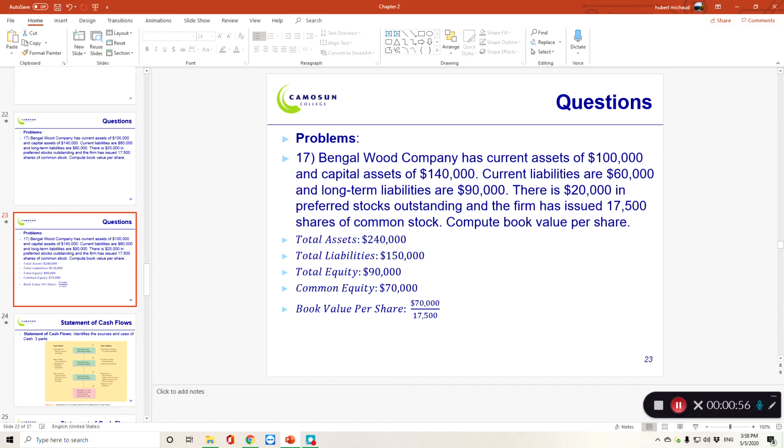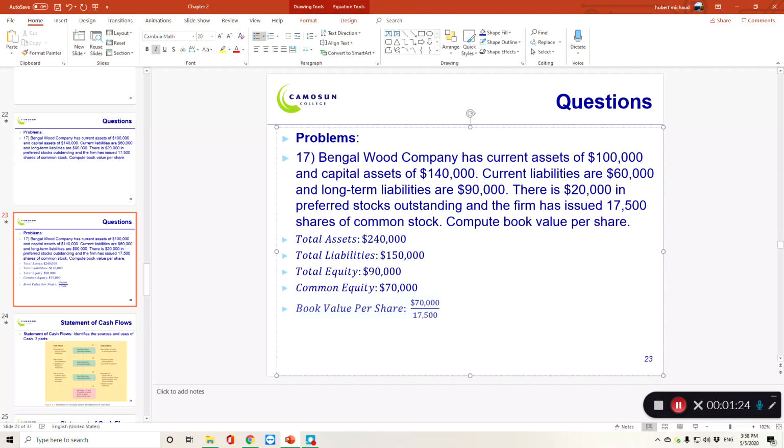This is what I did here. I added up the total value of my assets, 240,000. I added up the total value of my current liabilities, 150,000. That gave me a total value of the equity for this firm of 90,000, to which I minus the value of the preferred shares, which is 20,000, and which gives me common equity of 70,000, and I divided by 17,500, and this should be, I believe, 4. I calculated earlier, but I believe it was 4, the book value per share.